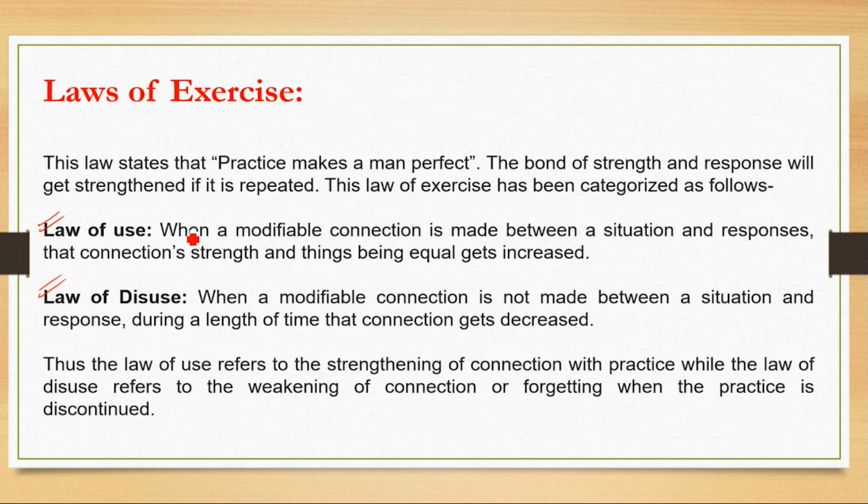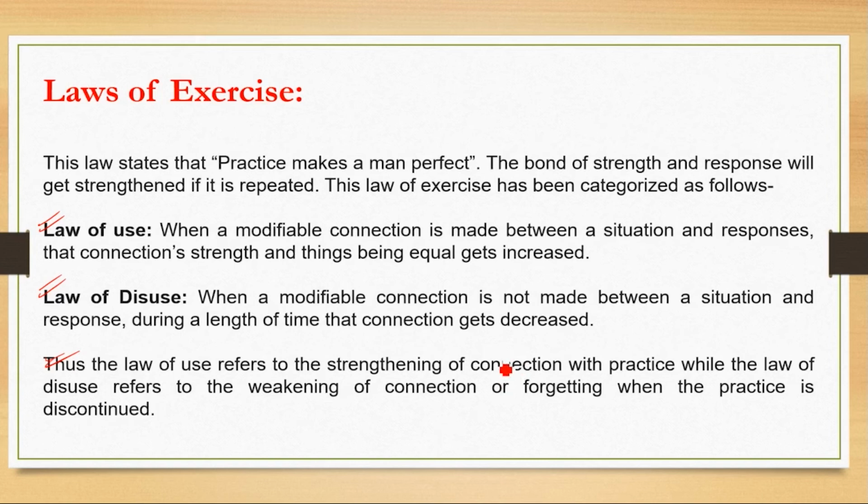So the law of use: when a modifiable connection is made between a situation and a response, that connection's strength, other things being equal, gets increased. Whereas the law of disuse states that when a modifiable connection is not made between a situation and response during a length of time, the strength of that connection gets decreased. Thus, the law of use refers to the strengthening of connection with practice, while the law of disuse refers to the weakening of connection or forgetting when the practice is discontinued.